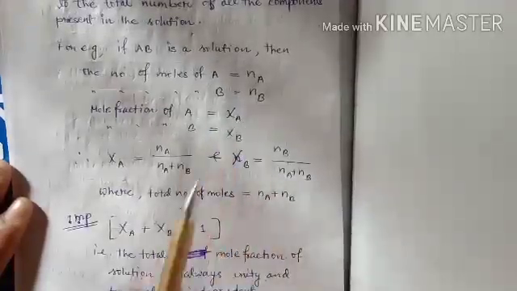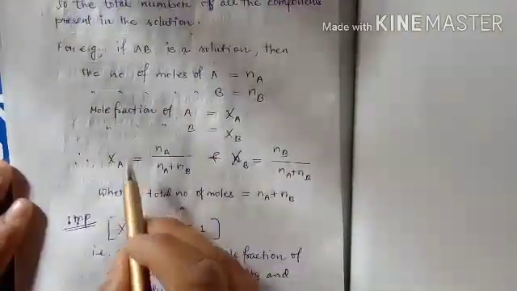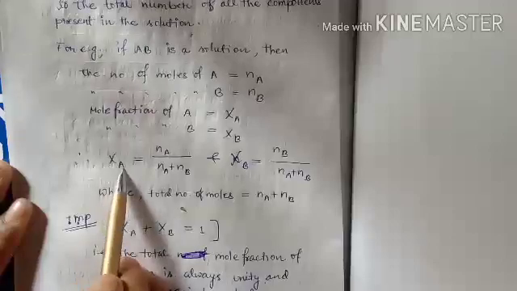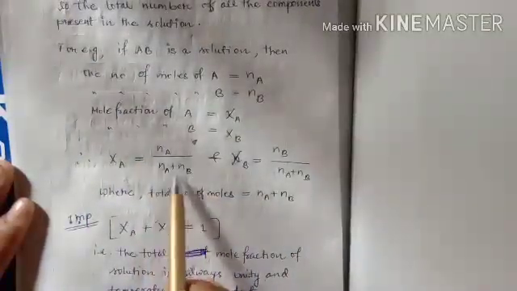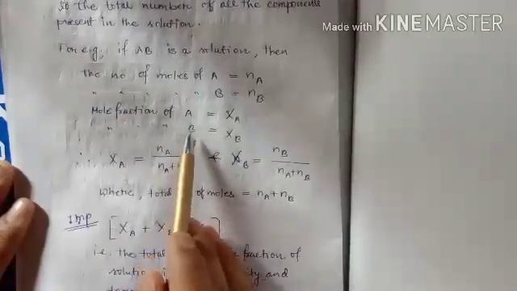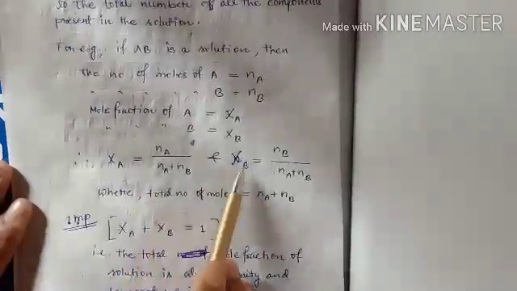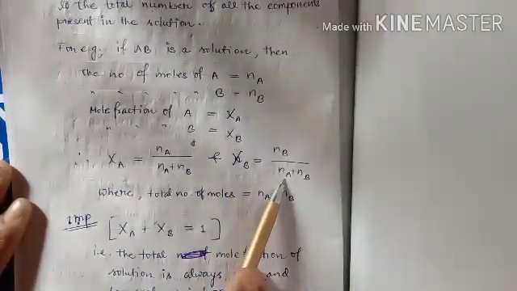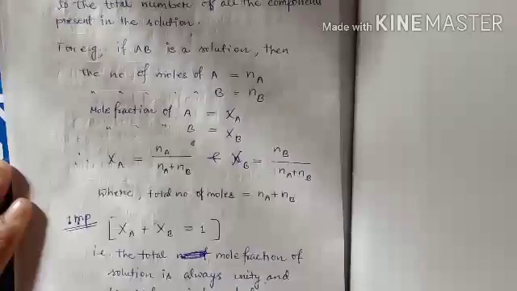So we can define the mole fraction of A and B, that may be solute or solvent. According to the question we can change solute and solvent. So mole fraction of A is represented by xa, and it can be defined by a formula according to the definition. Number of moles of A to the total number of moles. Two components are present, so Na plus Nb gives the total number of moles. So xa is Na to Na plus Nb. Similarly, mole fraction of B is number of moles of B to the total number of moles of solution. This is the general way to deduce mole fraction.